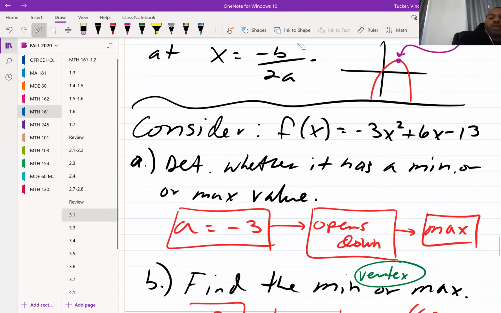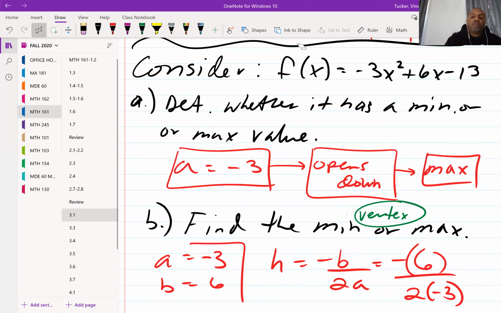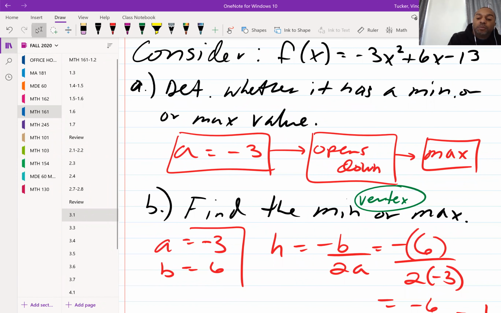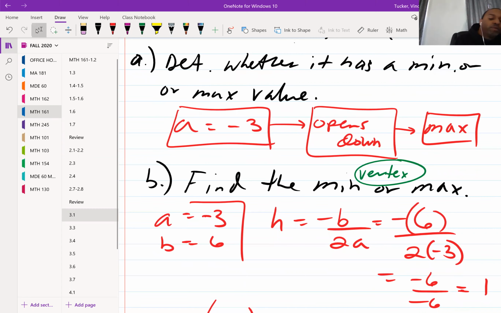All right, so B, find the minimum or maximum. Basically, it's asking you to find your vertex. So A is -3, B is 6. You take 6, plug it in for B, and -3, plug it in for A. So that's -6 over 2 times -3, which is -6. That gives you +1 for the x component of your vertex.